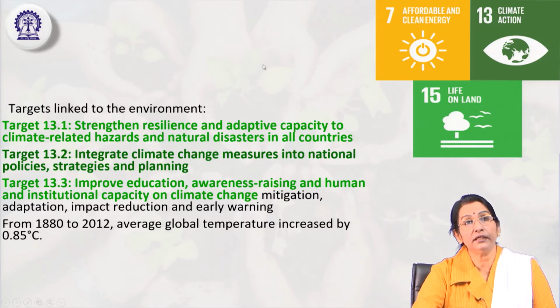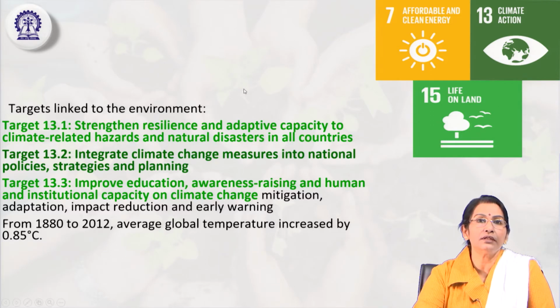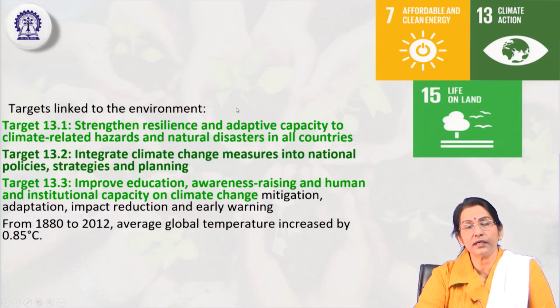In target 13.1, it is mentioned to strengthen the resilience and adaptive capacity to climate related hazards and natural disasters in all countries. These targets related to the environment also focus on how to strengthen the resilience of society, of the people, of the ecosystem, and adaptive capacity to climate related hazards and natural disasters that we very often face. So how can this resilience be built up to face such hazards and disasters across all countries?